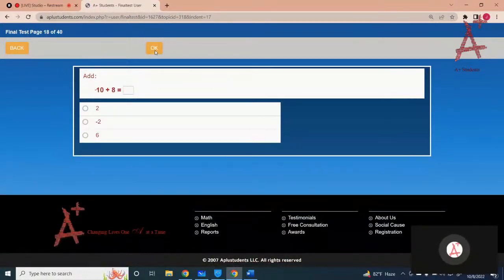Okay, negative 10 plus 8. So negative 10 has a greater magnitude. So the answer must be negative, and negative 10 plus 8 is negative 2. Got it? So select the correct option and click on the OK button.